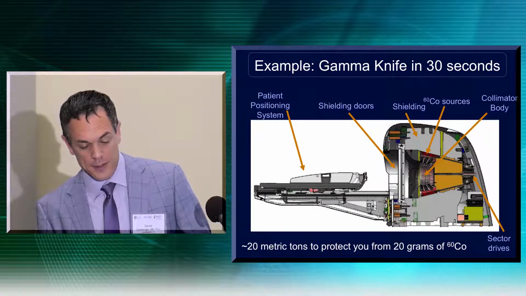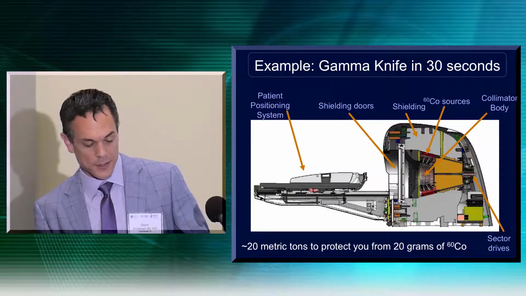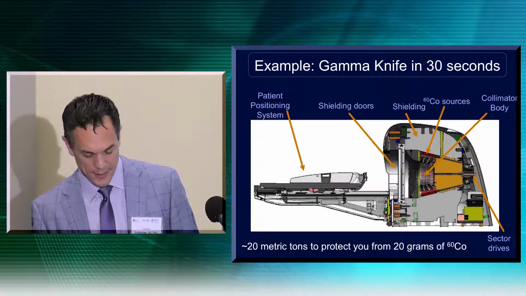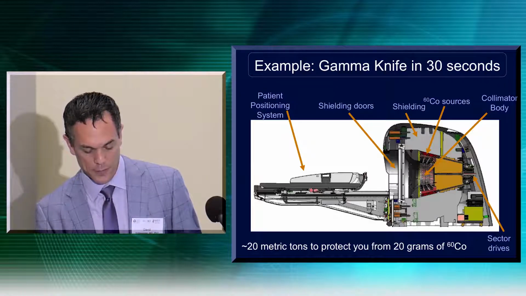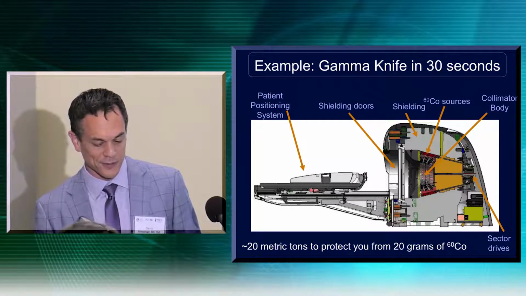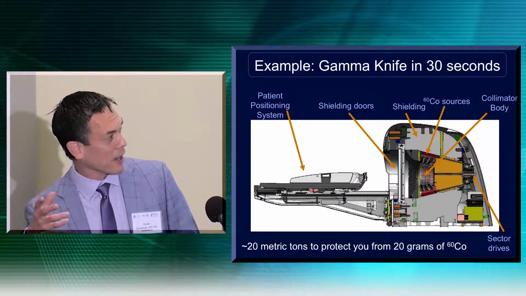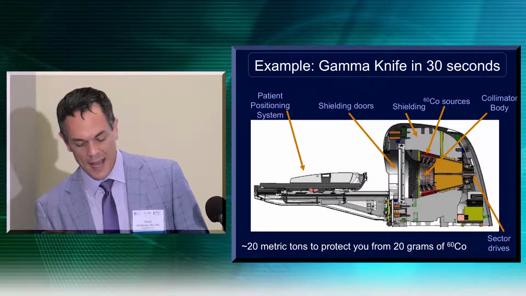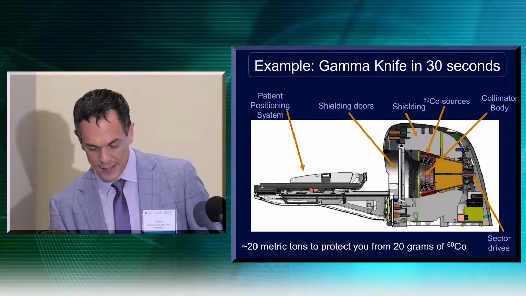So the example for this is a gamma knife. Just a quick 30-second overview. A gamma knife is actually conceptually a pretty simple device where you've got radioactive sources that would be here and here around sort of like a styrofoam coffee cup-shaped collimator. And there's some motors in the back of the unit.